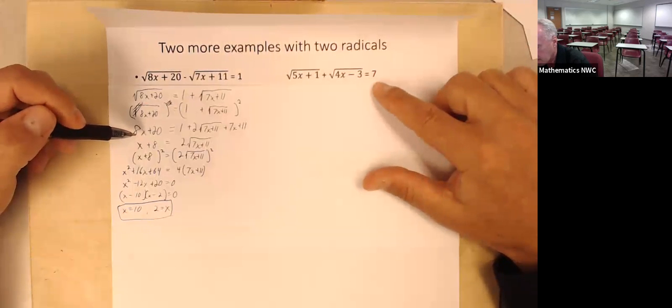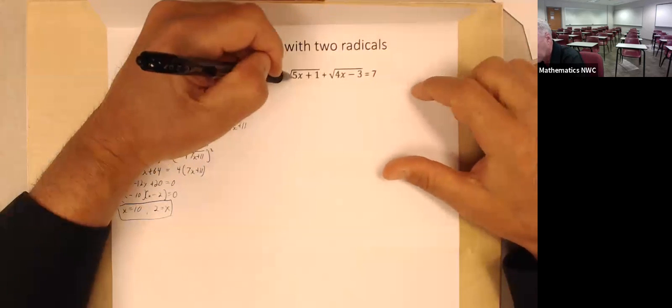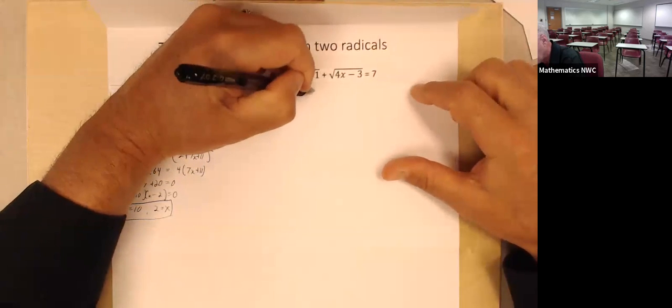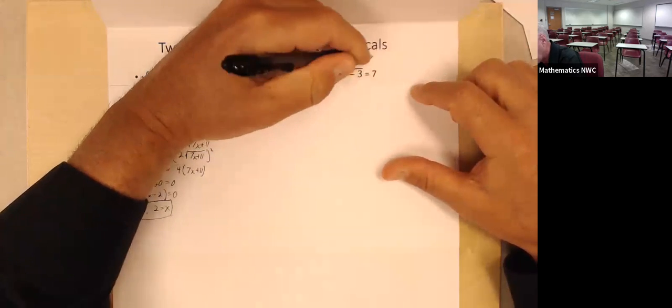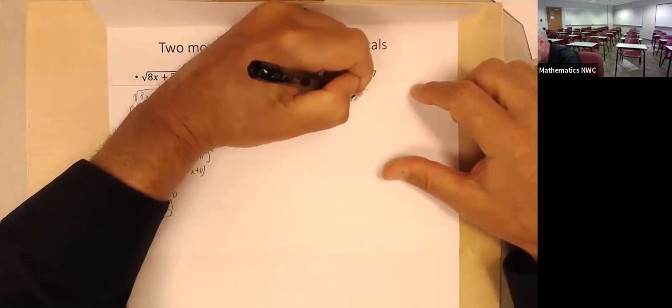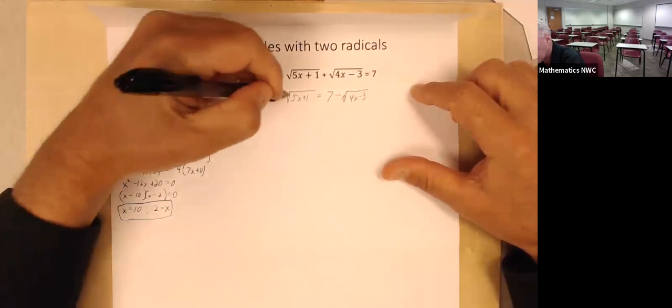One more time through it. Got to isolate one of the radicals. I'm going to isolate the first one. 5x plus 1. Bring that radical across. It will be a negative. That's the first step. Second step, square both sides.